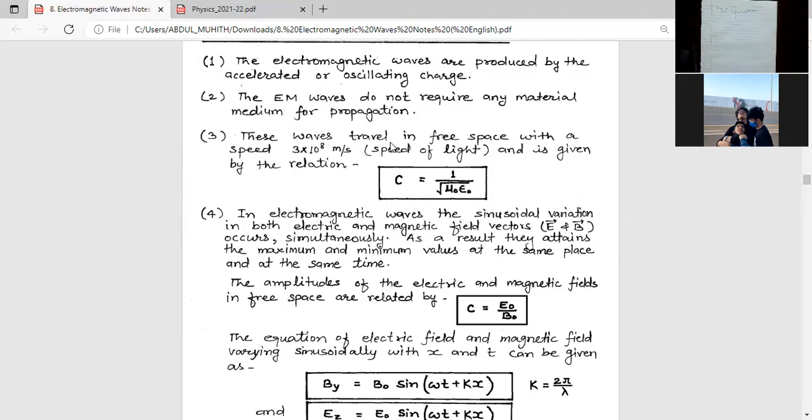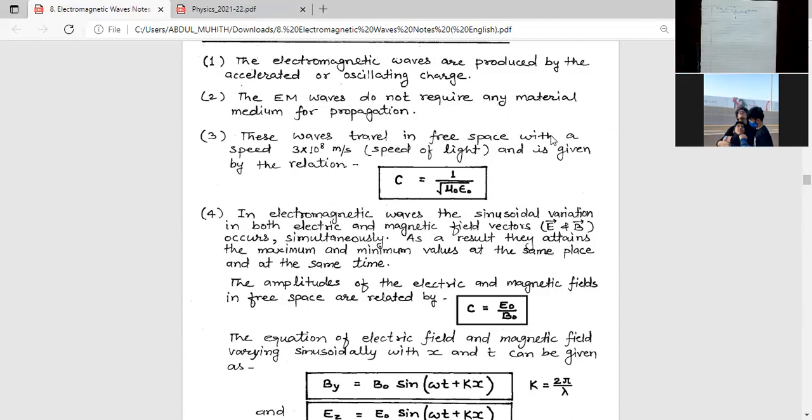These waves travel in free space with a speed of 3 into 10 to the power of 8 meter per second, and it is given by the relation c is equal to 1 by square root of mu 0 into epsilon 0. Okay, the speed of light is how much? And now there is one more way to find out the speed of light. What is that?